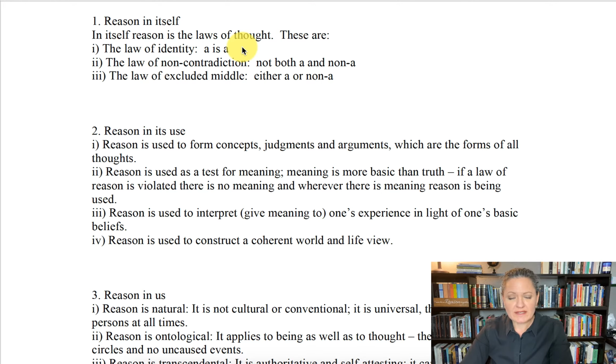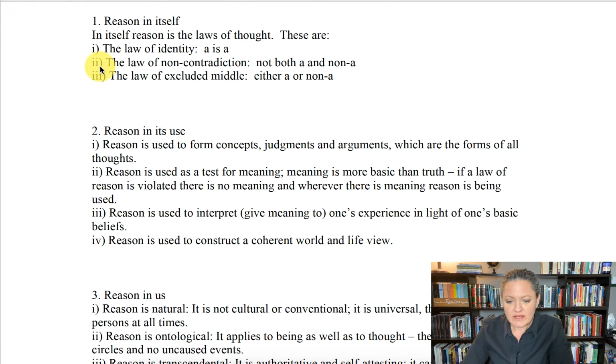All right, so we identify things and distinguish it. When I say iPhone, I distinguish it from all things that are non-iPhone. I distinguish the iPhone from the pencil. Okay, identifying and distinguishing. That's the first law of thought, identity. We do this all the time.